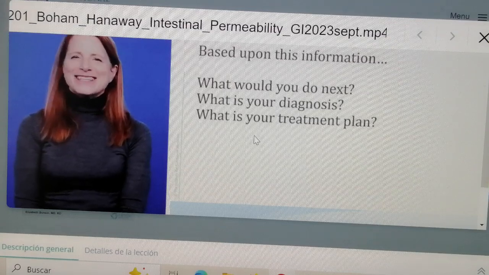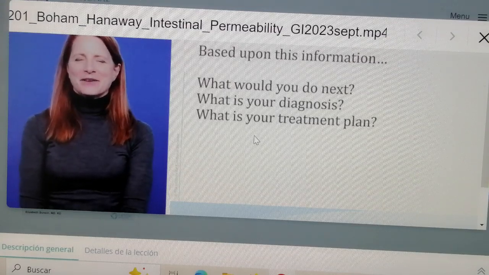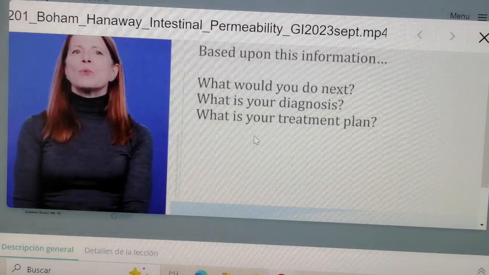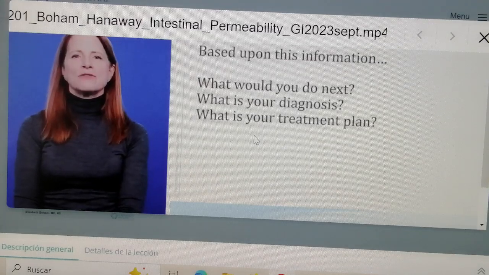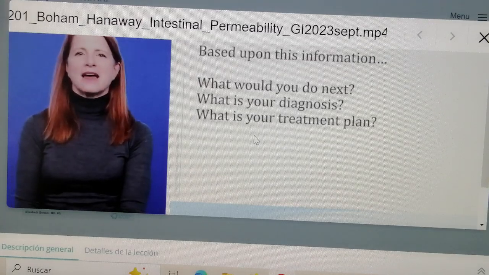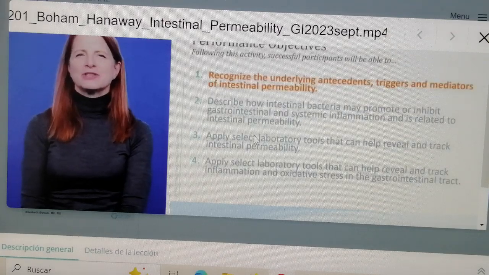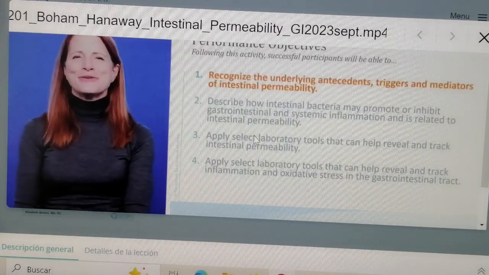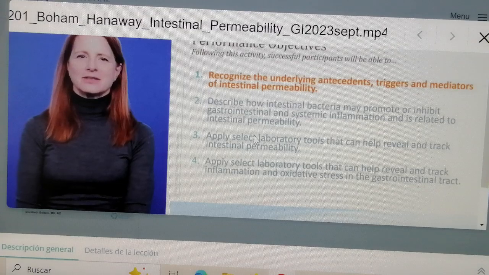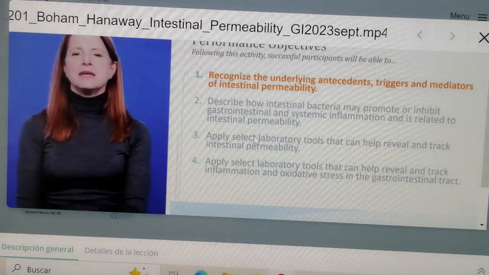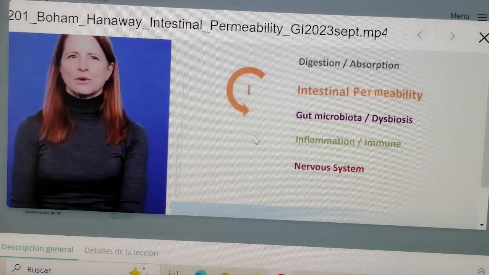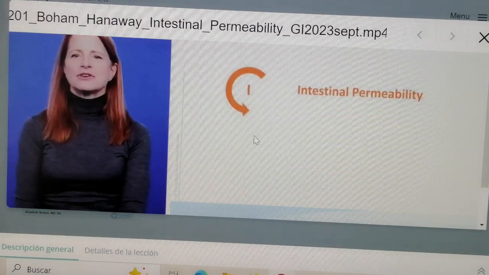So I'm going to have you guys think about this during the next hour of this lecture. What would you do next? What's your diagnosis and what's your treatment plan? Of course, I'm going to circle back to this and review this with you at the end, but just think about it as we go through more information about intestinal permeability. So let's first talk about those antecedents, triggers, and mediators of increased intestinal permeability, right? That first I in your DIG-IN model.